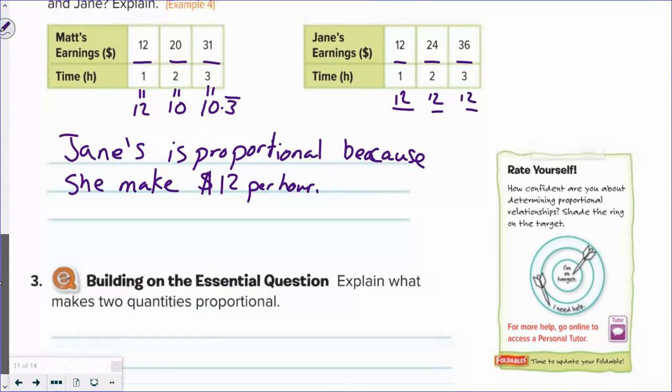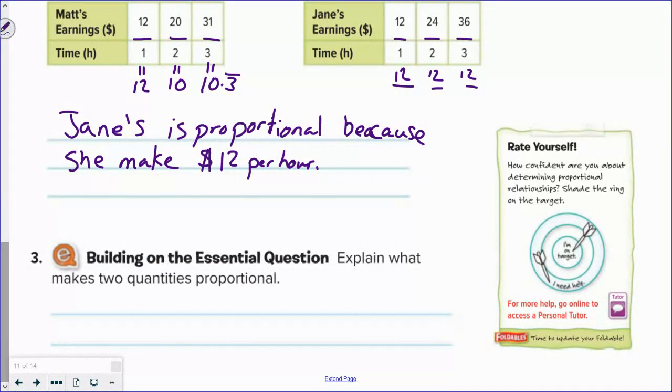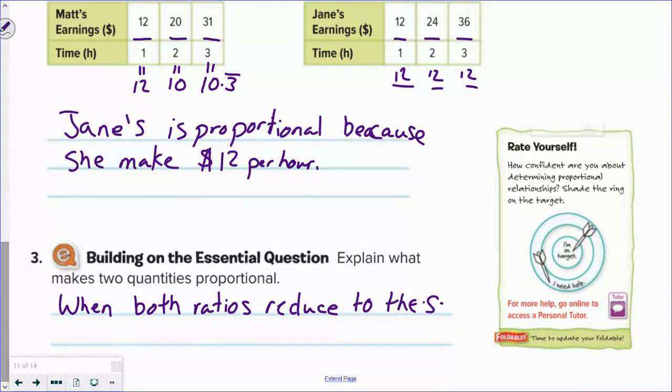All right. Building on our essential question, explain what makes two quantities proportional. Well, when both ratios reduce to the same value. Just like when we know a half is the same as 4/8 because they both reduce to a half. That's an example of how two quantities can be equal.